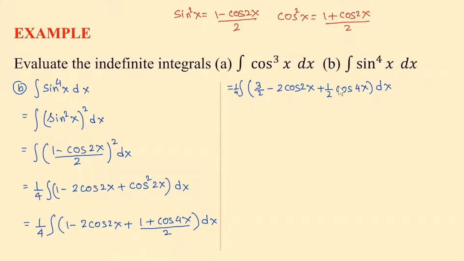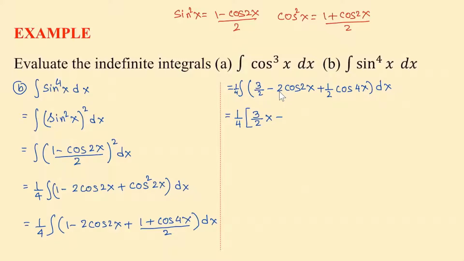Now, when you look at this line, we don't have any power. We started with the 4th power. Now we don't have any power. So up to here, we were just simplifying sine raised to 4x to reduce all the power. After we get rid of all the powers, now we can start integrating. So this is equal to 1/4 multiplied to integration of 3/2 with respect to x. That is integration of a constant is constant multiplied with x. So that will be 3/2 x.